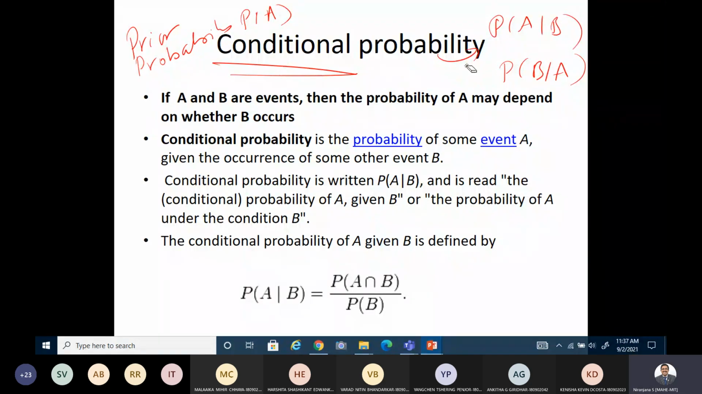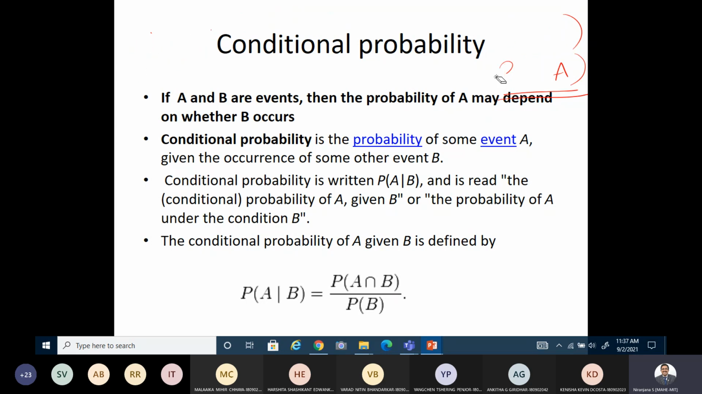Why do we refer to it as conditional probability? Because we know that one of the events is given, and you are expressing the other event with respect to it. These terms are very familiar to all of you, I believe. So there are two well-known probabilities in your list: one is prior probability, one is conditional probability.